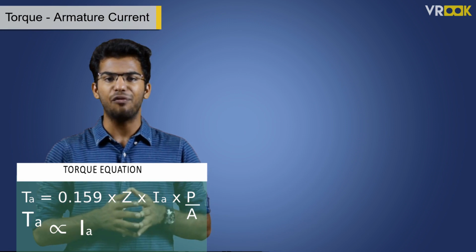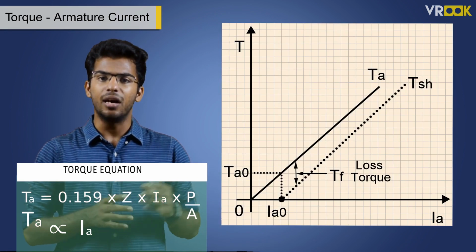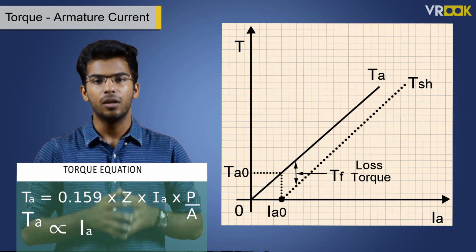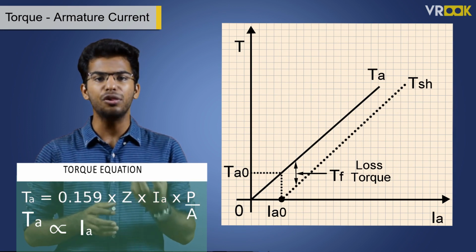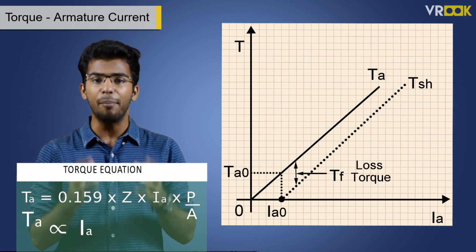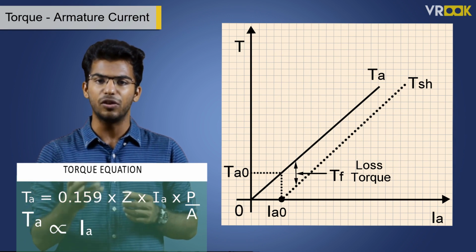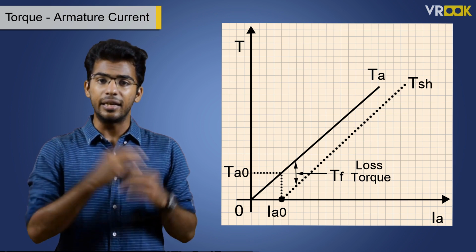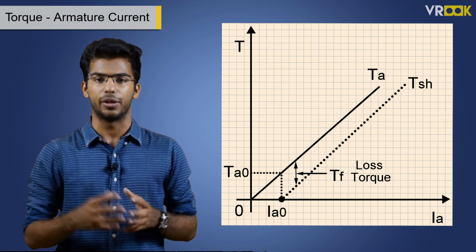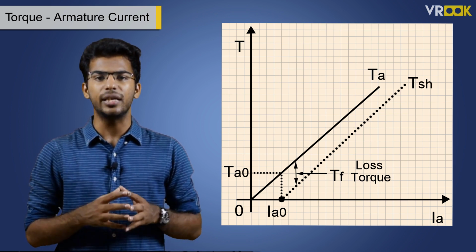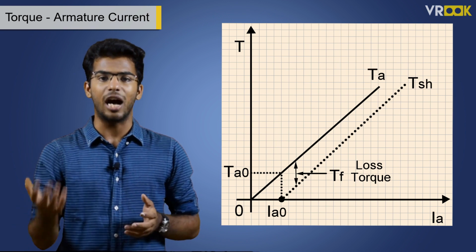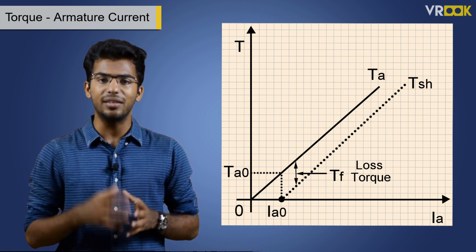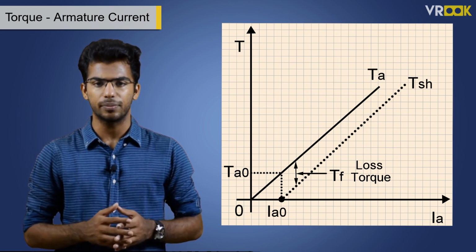When we plot the graph of this relation, we get a straight line passing through the origin. This means as the load on the motor increases, the armature current drawn from the power source increases. This current in turn increases the torque of the motor. We can also see the shaft torque versus armature current line. It is also a straight line and will be less than armature torque.